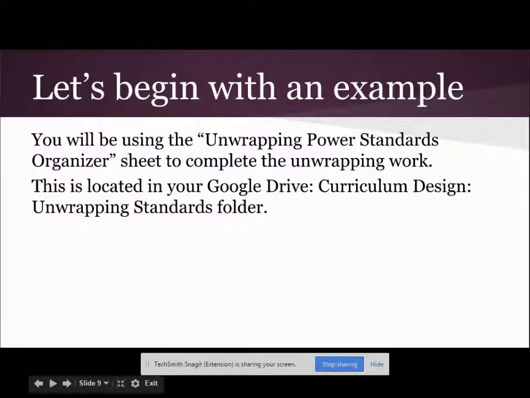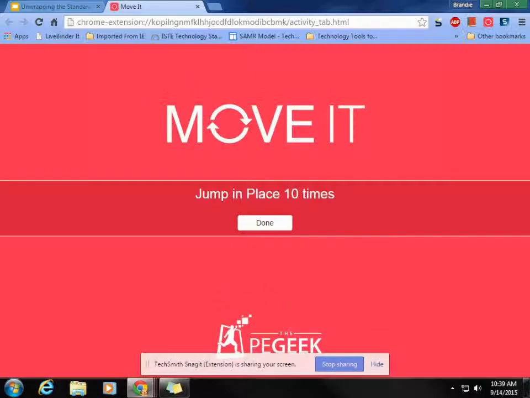The rest of this video is going to tell you how to unwrap a standard. There's going to be another video in addition to this that will actually show you in our own Google Drive how to fill out the Unwrapping Standards Organizer.